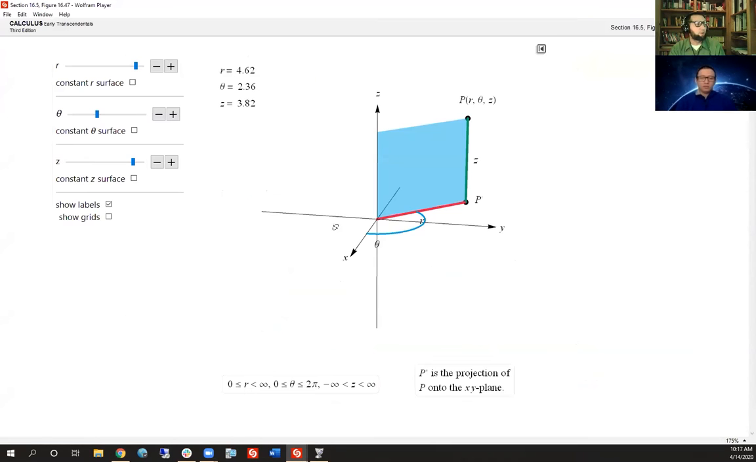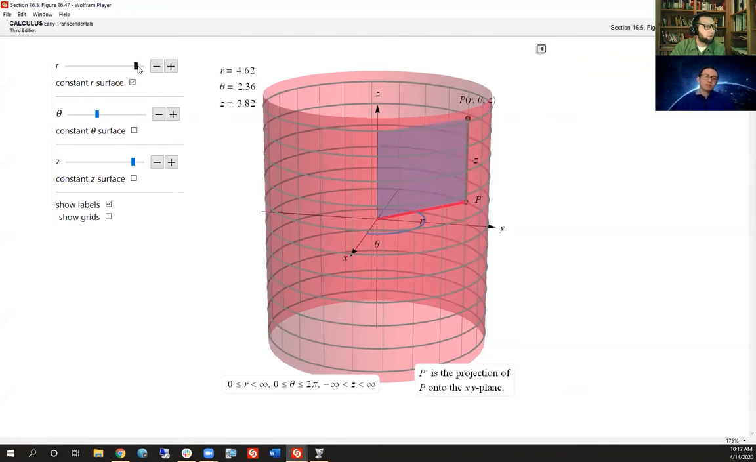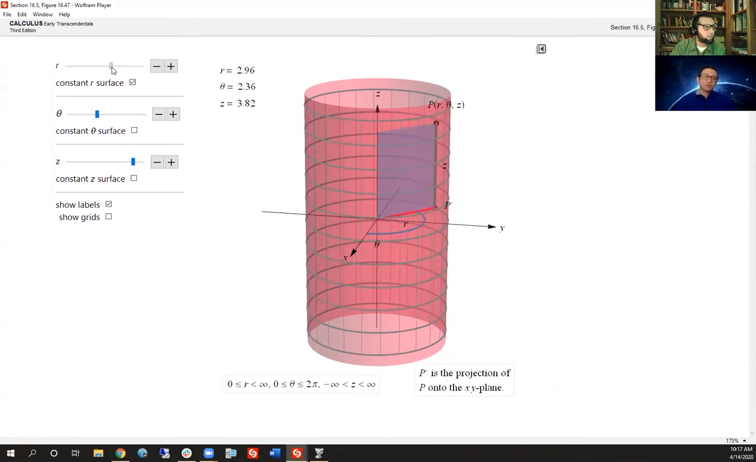But what happens if we apply the same thing in cylindrical coordinates? So for example, what happens if we let our r be constant? If we let our r be constant, we're going to get a cylinder.